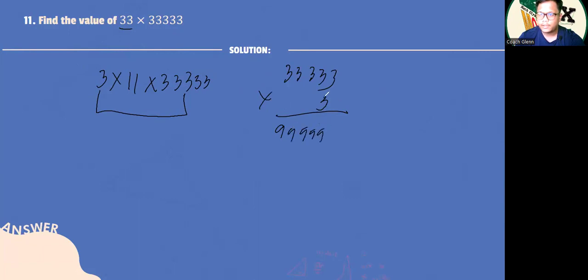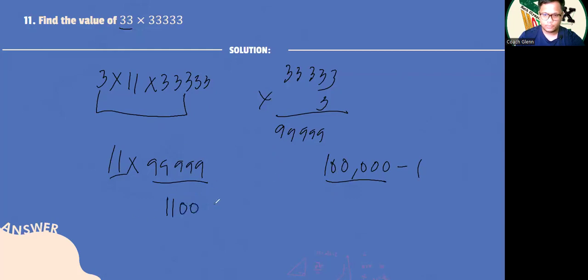Because 3 times 3 is 9, 3 times 3 is 9 again, and so on for each digit. So we need 11 times 5 nines. We know that 5 nines is just equal to 100,000 minus 1. So all we need to do is solve 11 times 100,000 first. That's just adding 5 zeros to 11, because 100,000 has 5 zeros.